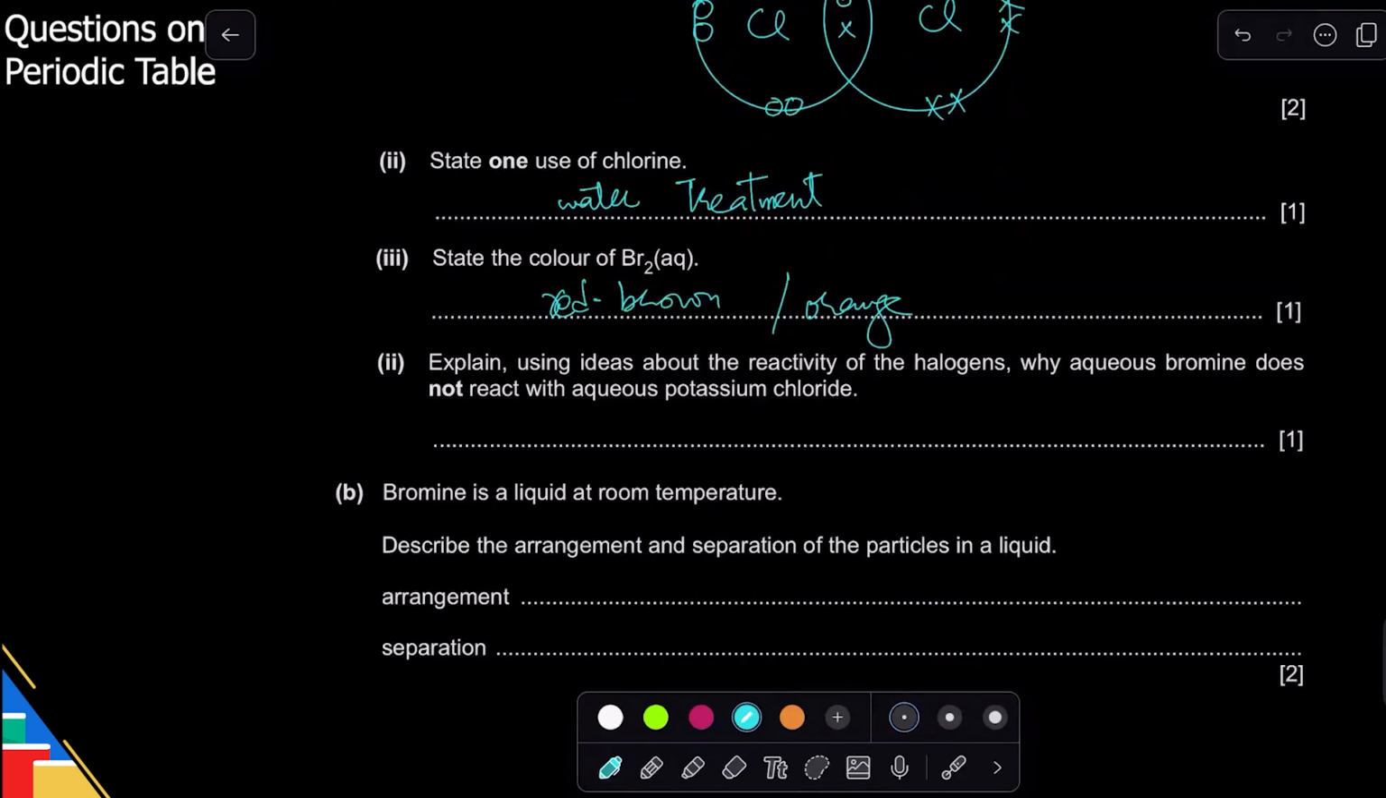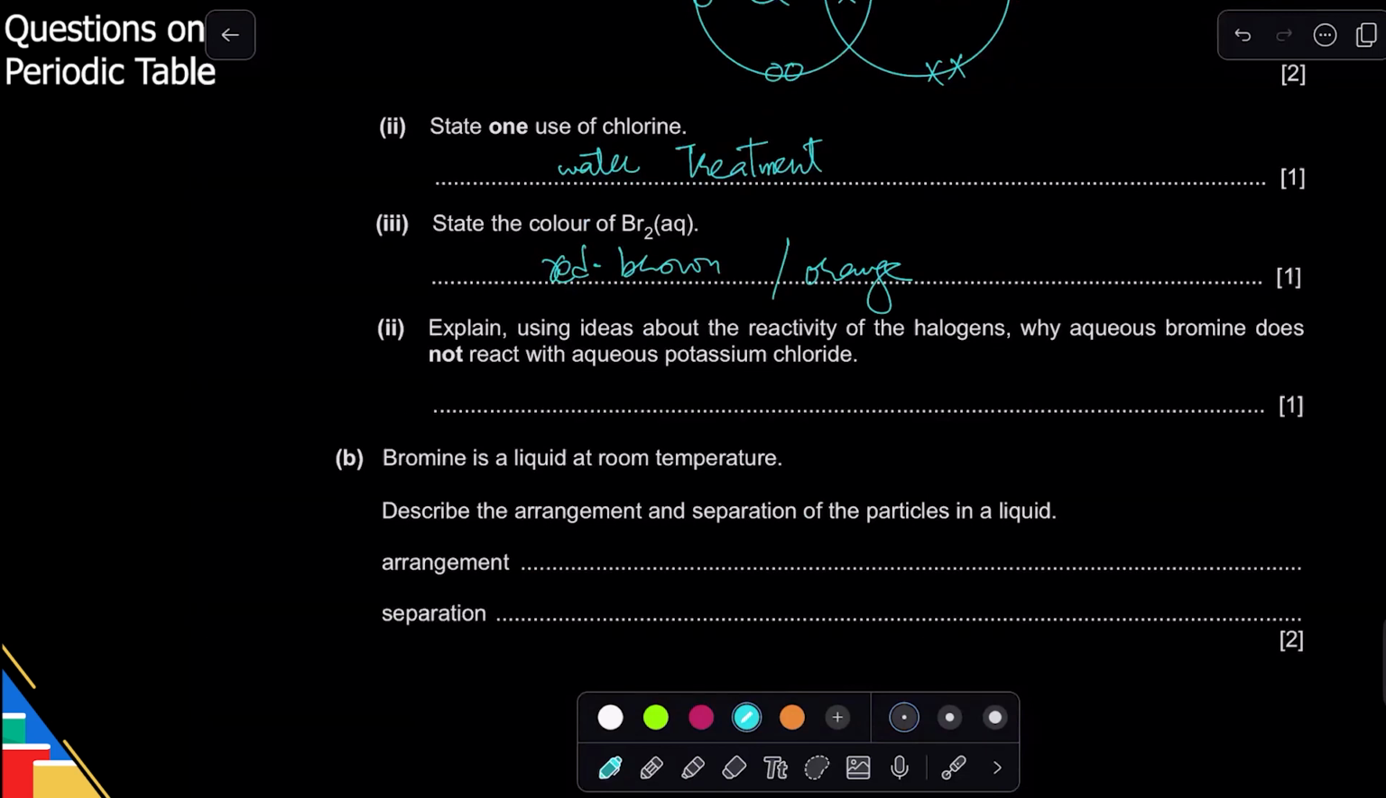Explain using ideas about the reactivity of halogens. So remember group 7, we know that down the group reactivity decreases because atoms become bigger, it becomes difficult, or it takes more energy to gain electrons. So that is the main principle here. Why does aqueous bromine not react with aqueous potassium chloride?